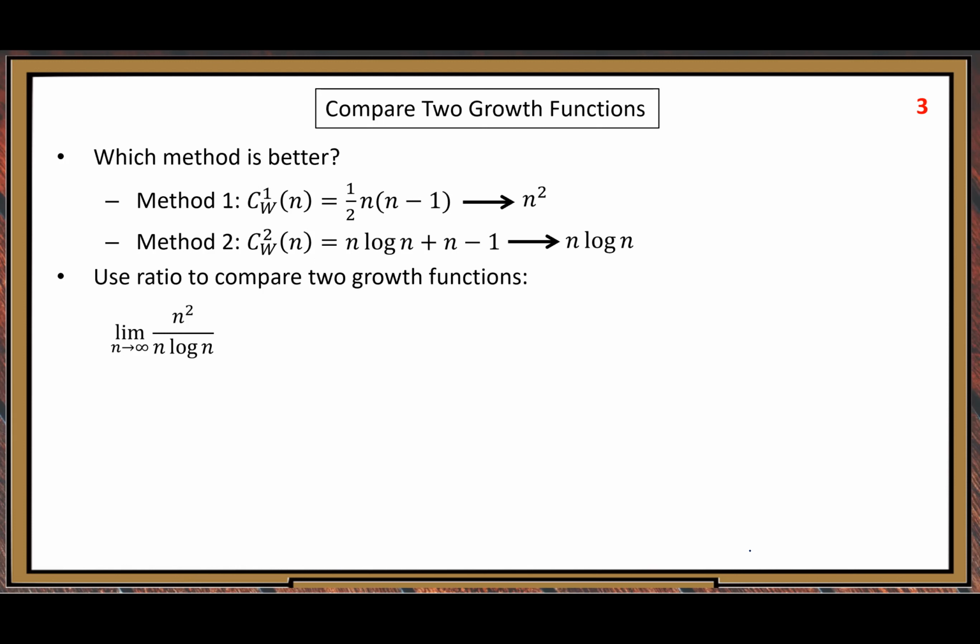When n approaches infinity, n squared over n log n, what is the limit? Here we need to use our calculus. I hope you still remember how to find this limit. Let us do simplification, canceling one n in numerator and denominator. So we get the simplest expression first. Next, how to find this limit?